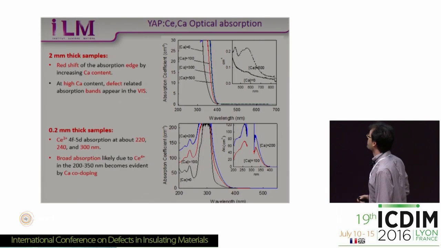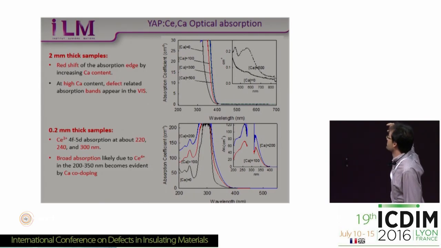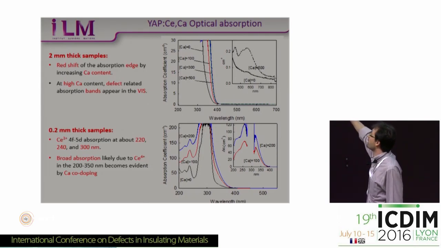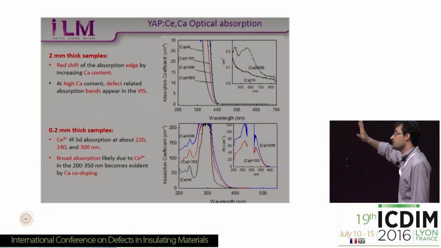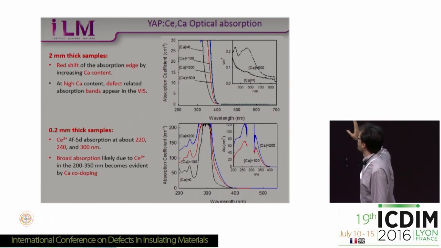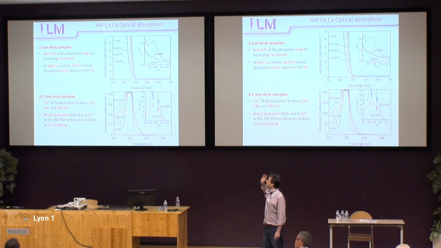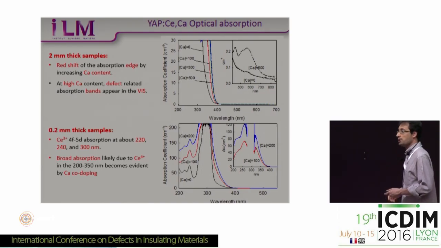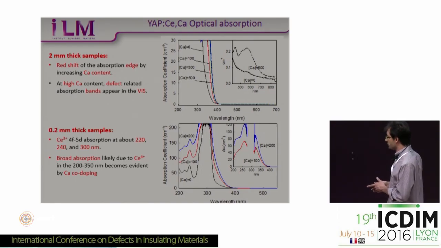So starting from the optical absorption, what you can see clearly is that for thick samples, we can see exclusively an absorption edge below 350 nanometers, which is shifted toward longer wavelength as we increase the calcium content. Up to 300 ppm of calcium, we do see a shift. For higher calcium content, the absorption wall is substantially fixed, but we also have the formation of other absorption bands in the visible, probably related to the formation of other kinds of defects inside the matrix.